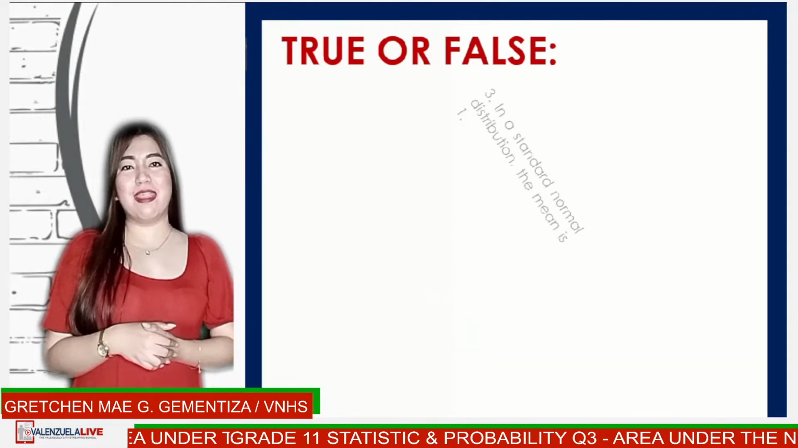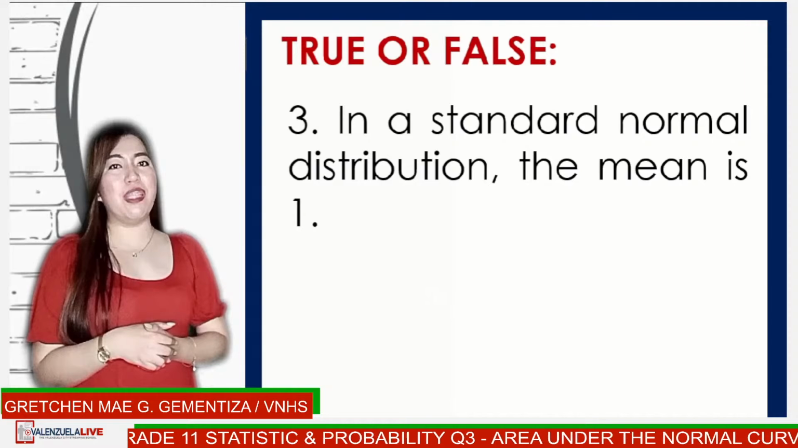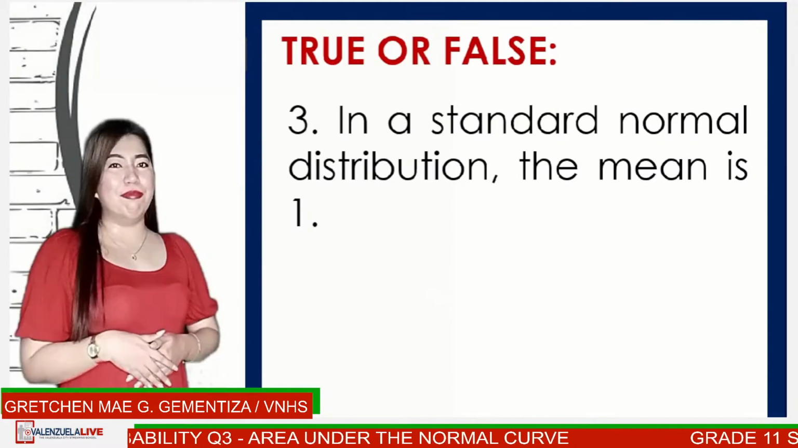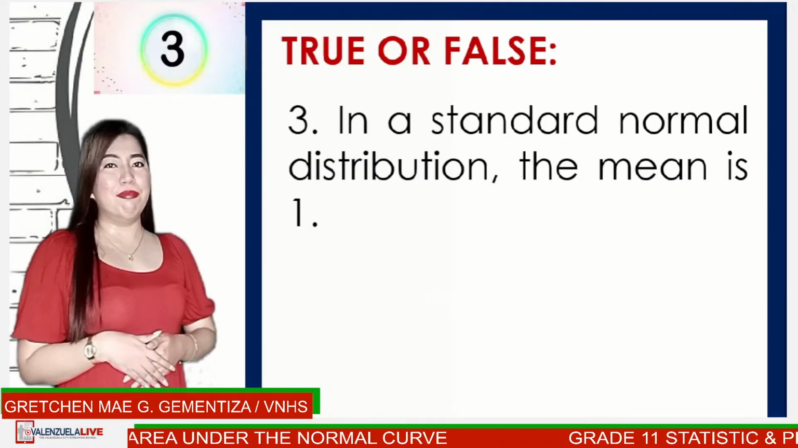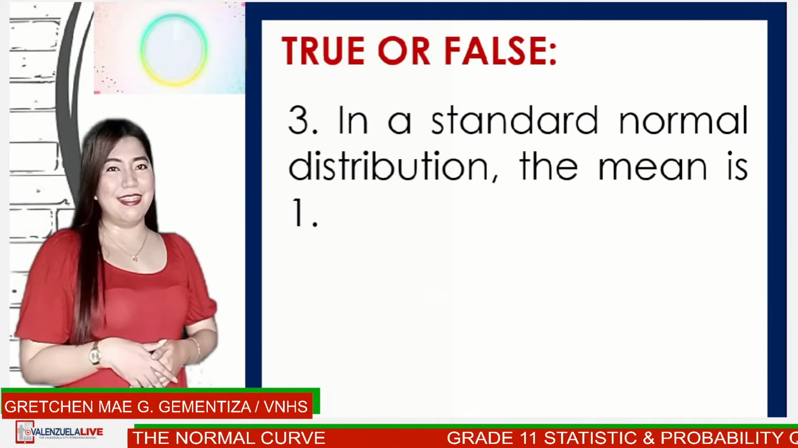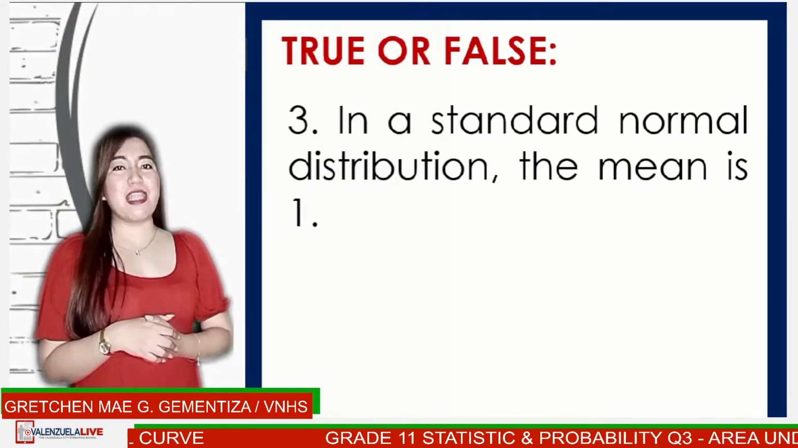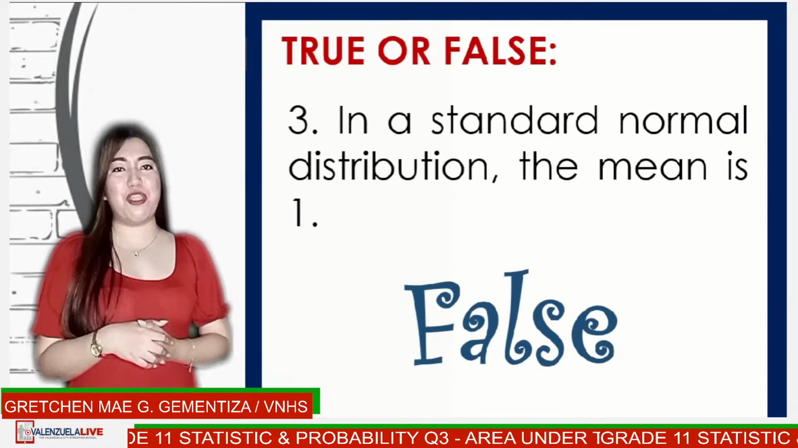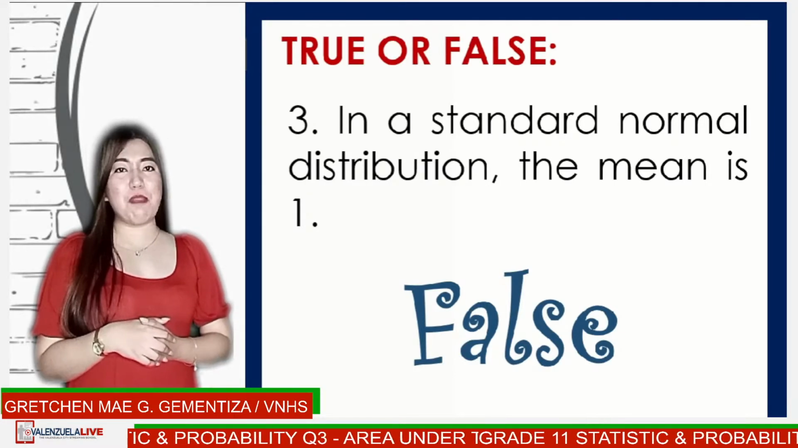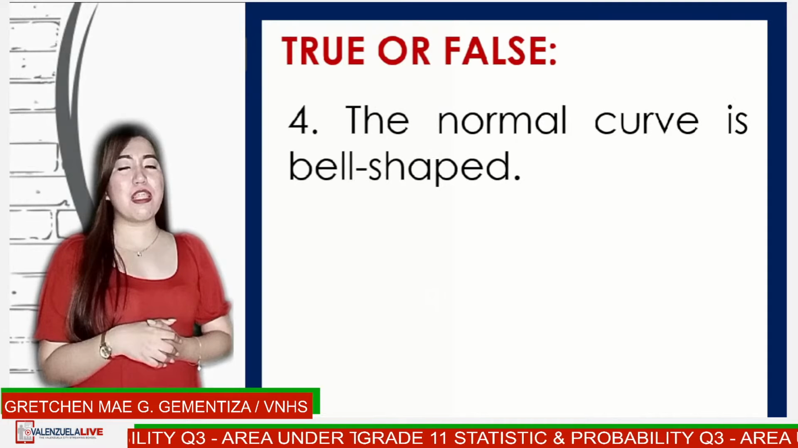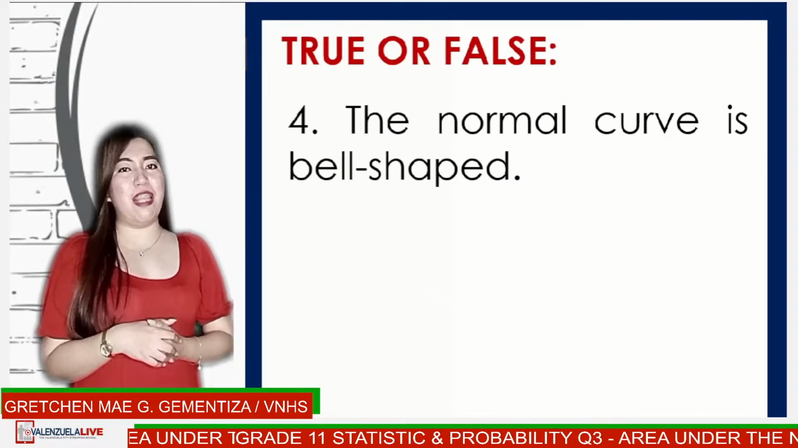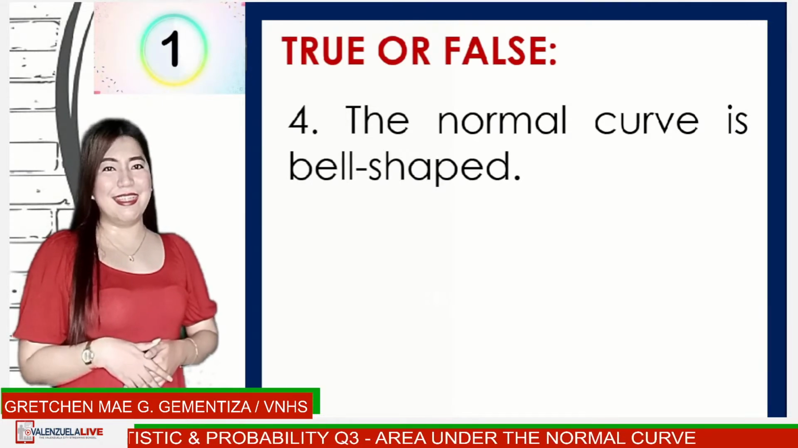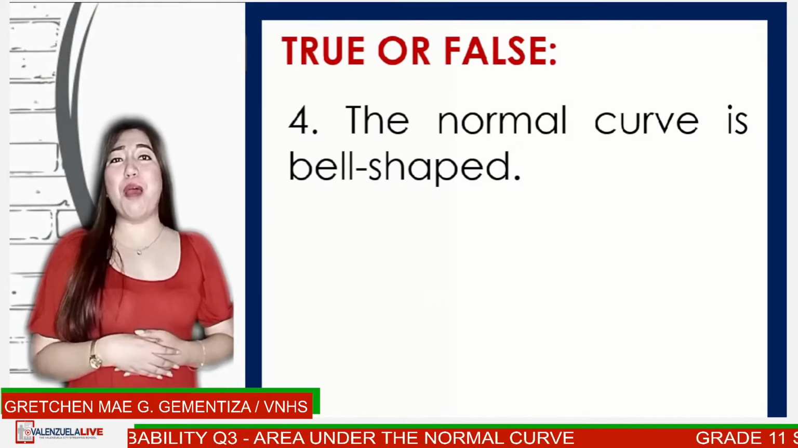Third statement, in a standard normal distribution, the mean is 1. Your 5 seconds starts now. Yes, statement number 3 is false because the mean is always at 0. Fourth statement, the normal curve is bell-shaped. Your timer starts now. Correct. Number 4 is true.